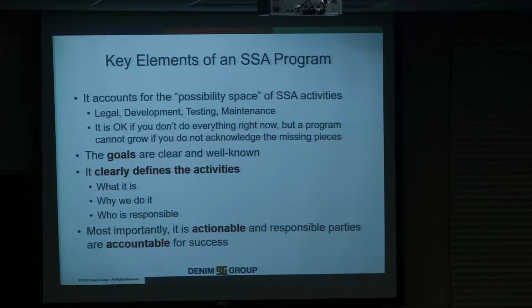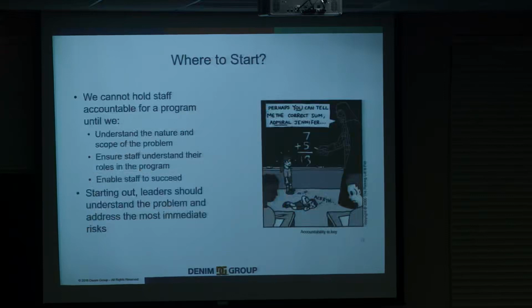The goals are clear and well known. We need leadership to be on board with what we're doing and to have a mandate down to the entire enterprise. This is what we're doing and why. It clearly defines the activities, what they are, why we do them, who's responsible, and most importantly, it is actionable and responsible parties are accountable for success. There's an old African proverb: the goat owned in common always starves. If a committee is responsible for anything, then nobody's really responsible and nothing will get done. So a program needs to clearly define what those responsibilities are.